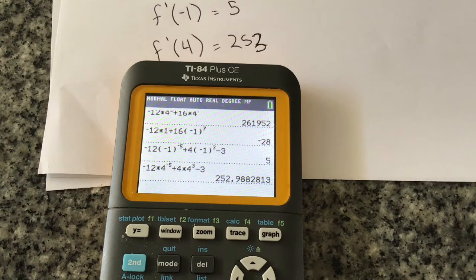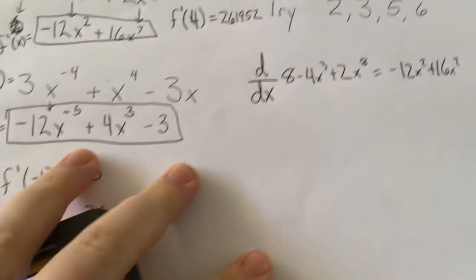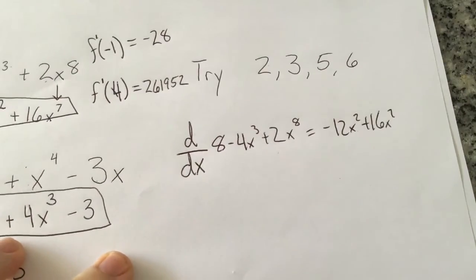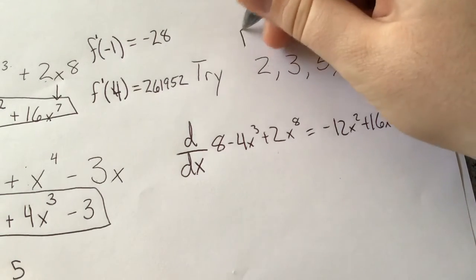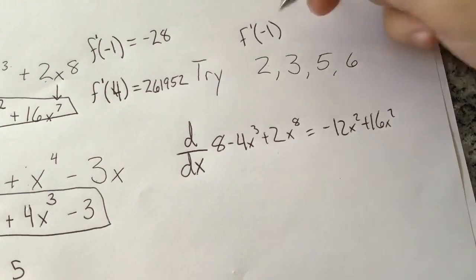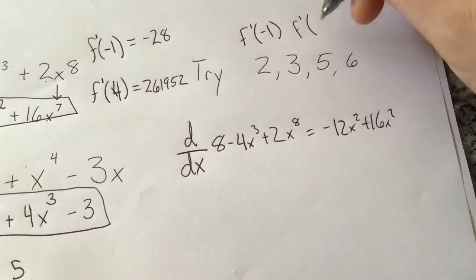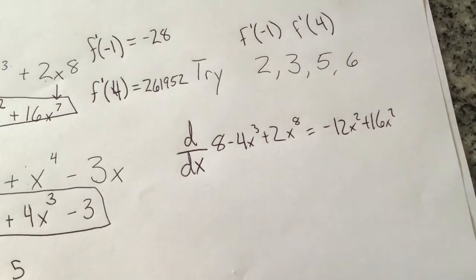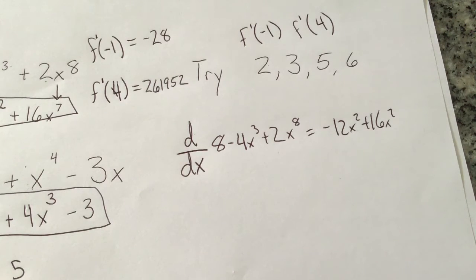So you were supposed to do 4 of these on your own yesterday, numbers 2, 3, 5, and 6. What I'd like you all to try out today is finding both the slope at -1 for each of them and the slope at 4 for each of them. Use their derivatives to find the slope for the x values of -1 and 4 for each of those 4 problems.